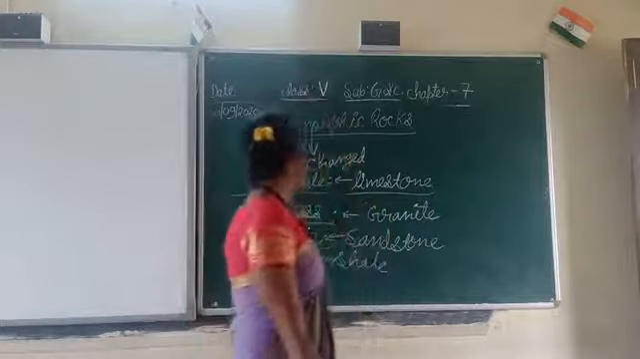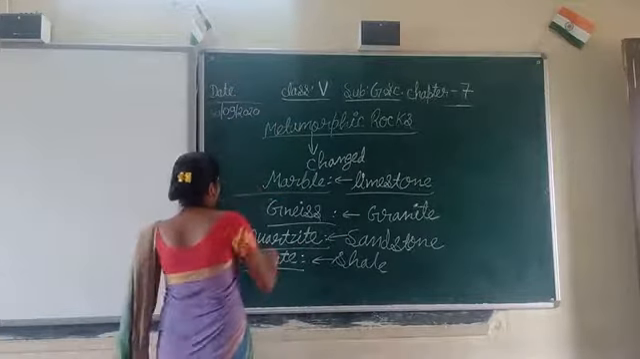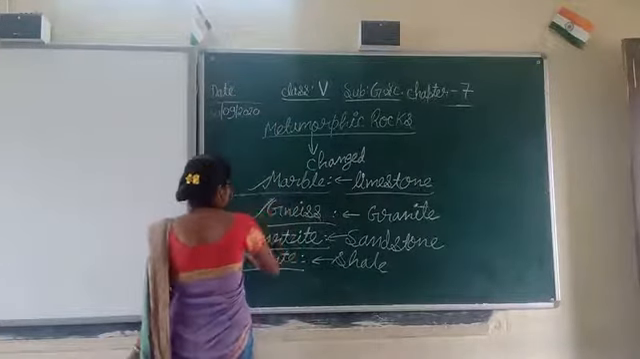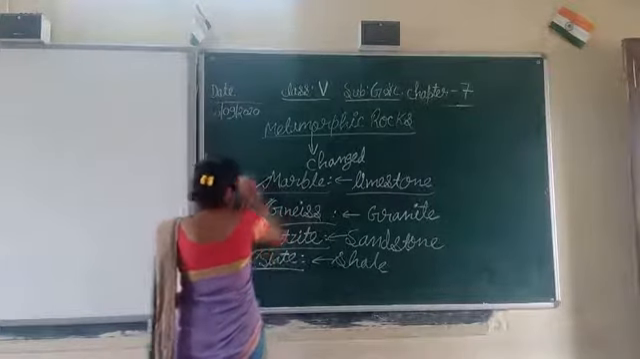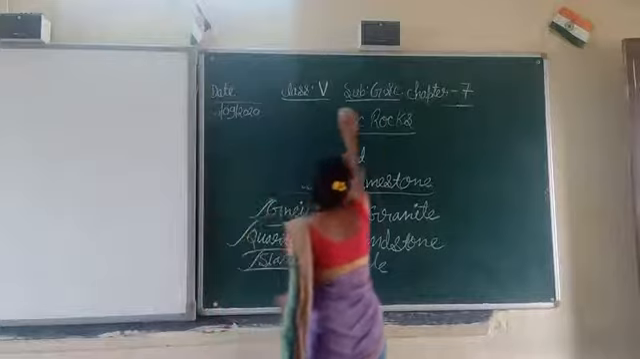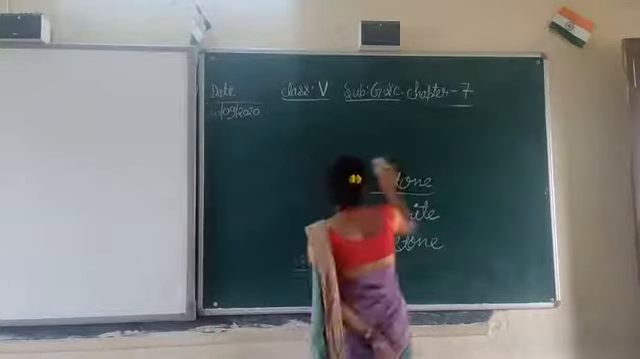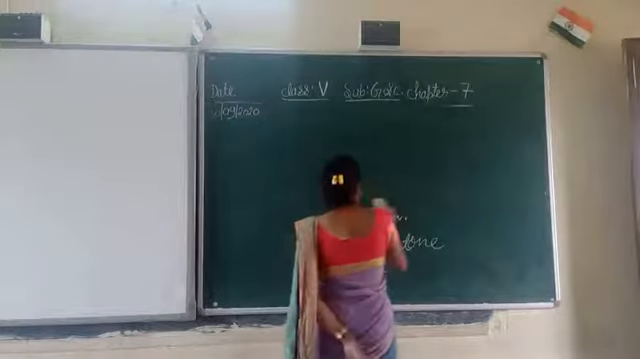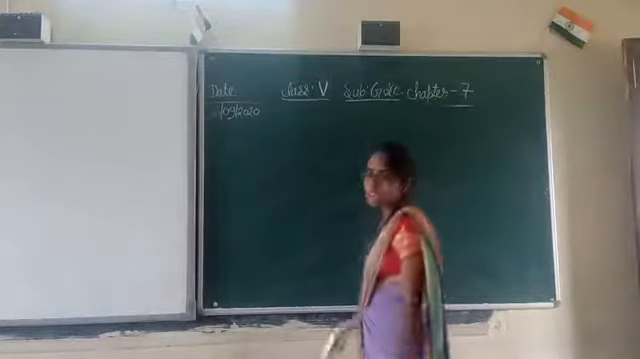So these are the examples of the metamorphic rocks about which we discussed. What are they? Marble, gneiss, quartzite, and slate. Now, what was the name of the chapter? Rocks, minerals, and soil. We have studied about the rocks, the first topic of the chapter.